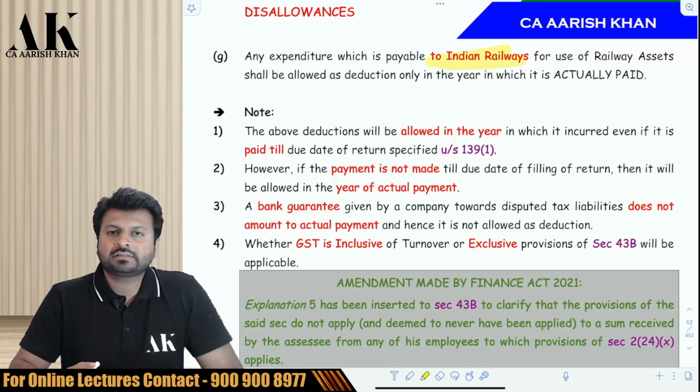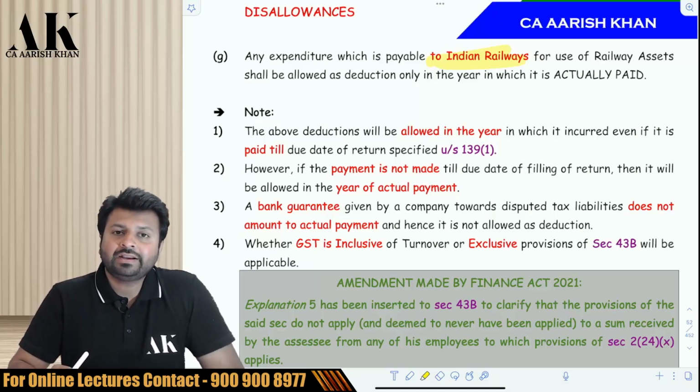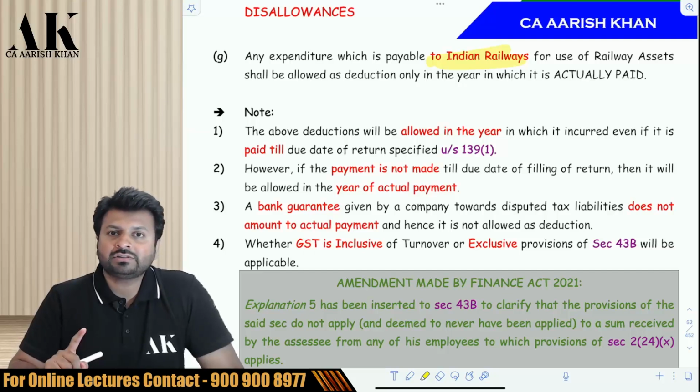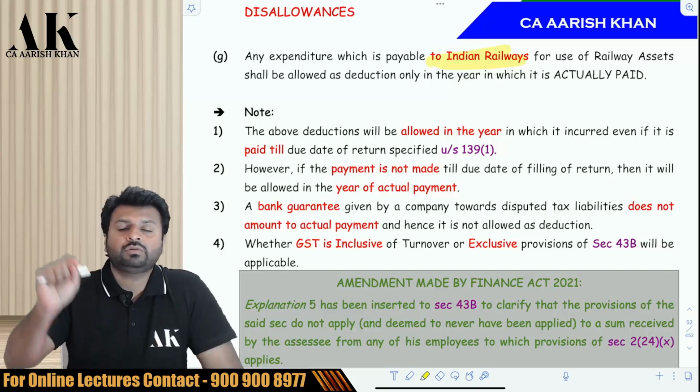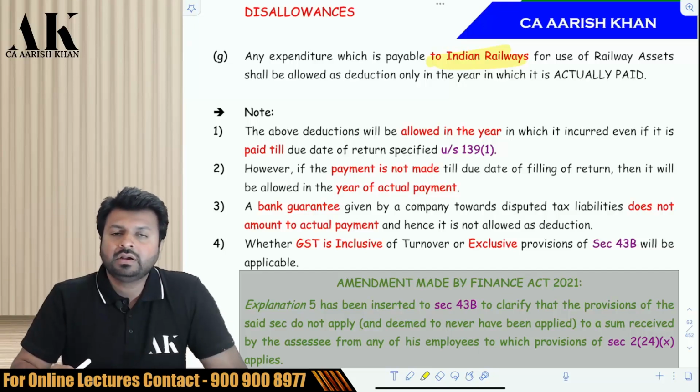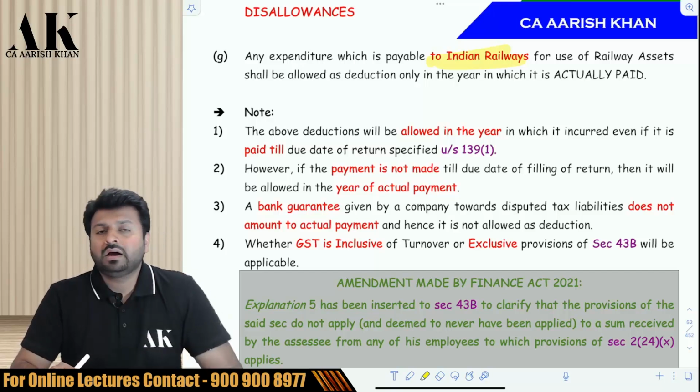Now next, suppose I have to make a payment of GST. GST will be allowed on what basis? On an actual payment basis. Now, I have not made the payment of GST, but instead I gave a bank guarantee to the government. Will that bank guarantee amount to actual payment? The answer is no. A bank guarantee does not amount to actual payment. Actual payment means you should take the money out of your pocket and give it to the government. Then it can be considered as actual payment. So merely giving a bank guarantee will not be allowed as a deduction here.